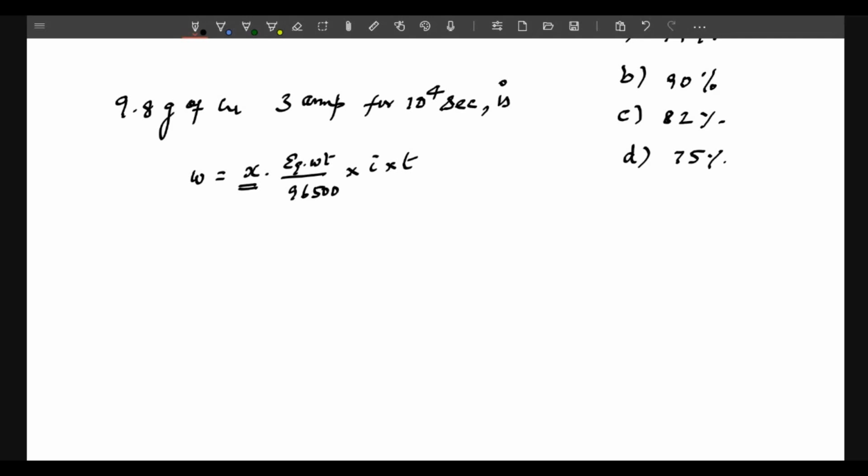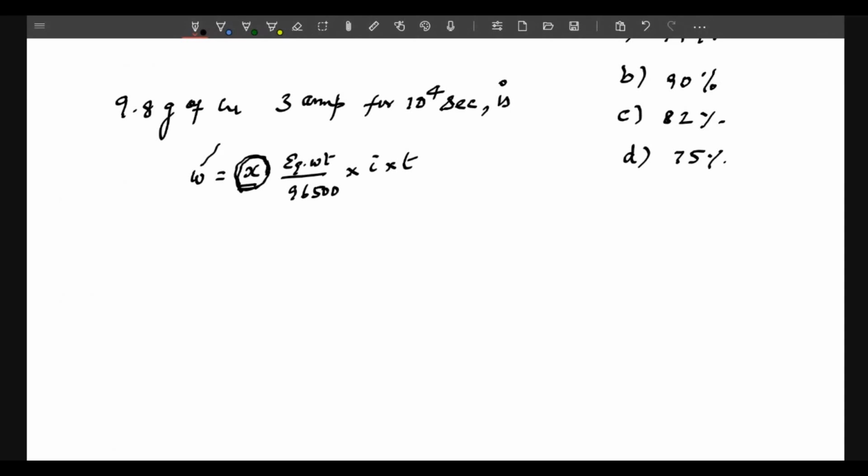Our equation would be changed to the conventional one, W is equal to equivalent weight by 96,500 into I into T. If efficiency is given, you should introduce this X parameter. Here, the X value should be given in terms of the fraction of the current. If it is given 80% efficiency, X has the value 0.8. Therefore, if you substitute all the things, you will get a fraction X. But the options are given in terms of percentage, therefore the fraction should be multiplied by 100. You can easily work out the efficiency of the current.